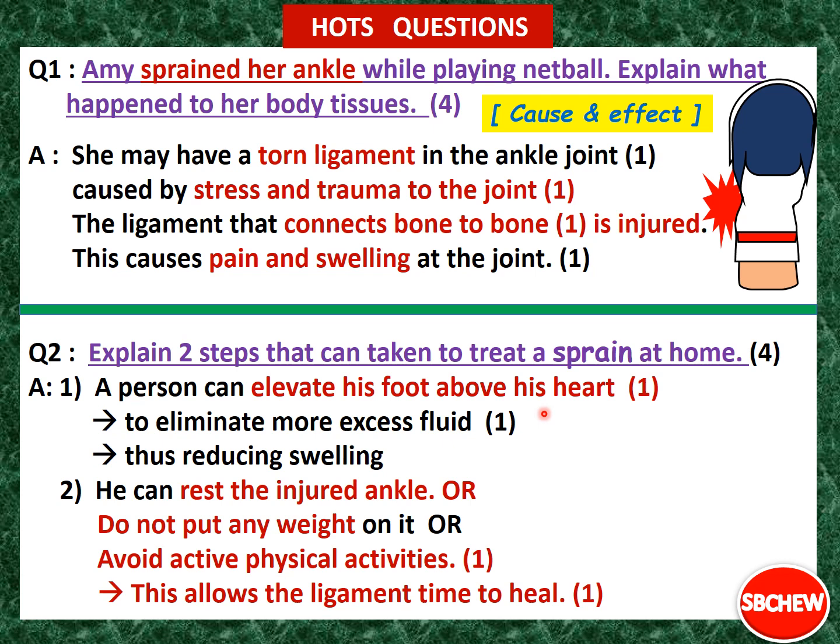But we are going to discuss only 2. So E is for elevate. So a person can elevate or lift up his foot above his heart like this. That means he must lie down on a chair or in bed, more comfortable in bed, and then he elevates his foot above the heart. So he's lying flat, but the foot is higher up, right? This is to eliminate excess fluid.